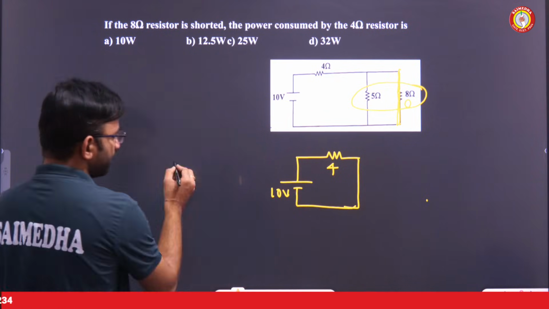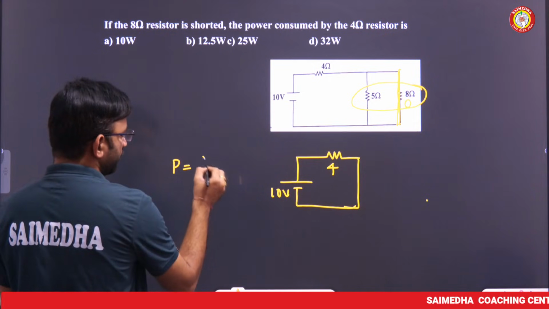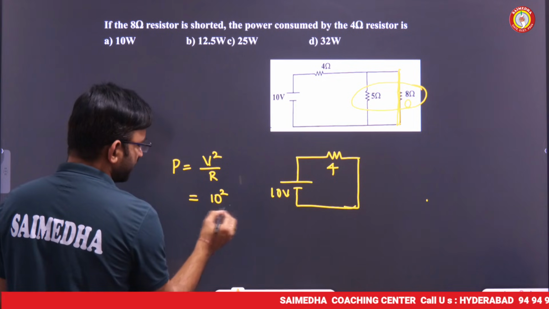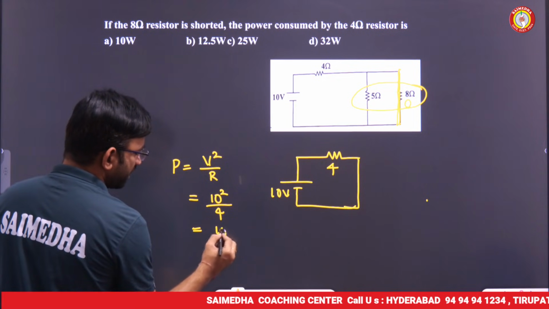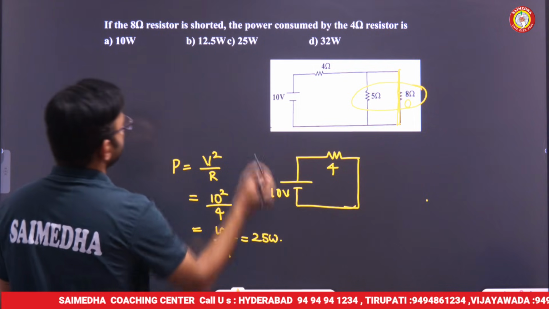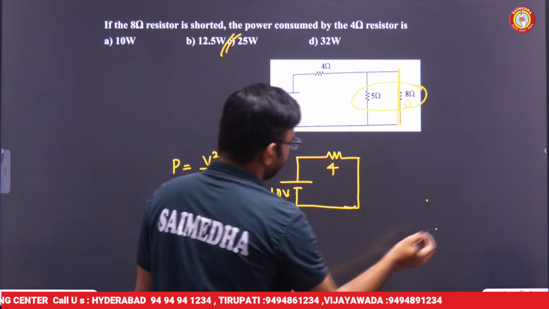That is also one method. Or you can directly apply power. You know the value of V, you know the value of R. Power equals V square divided by R, which is 10 square divided by 4, nothing but 100 by 4, which equals 25 watts. So answer C.